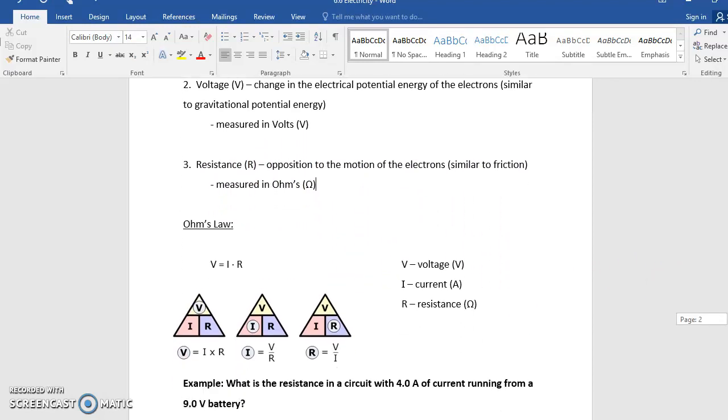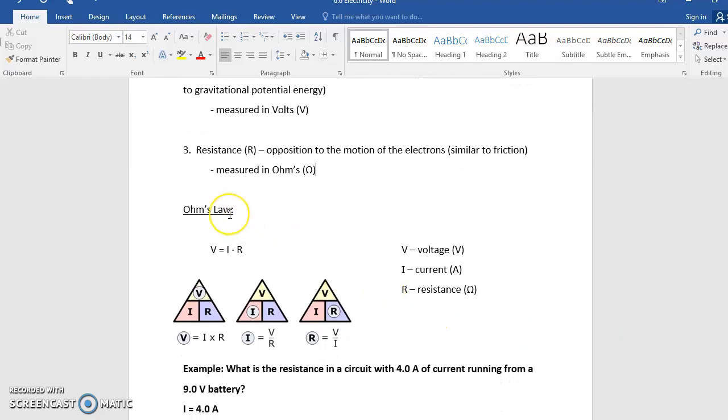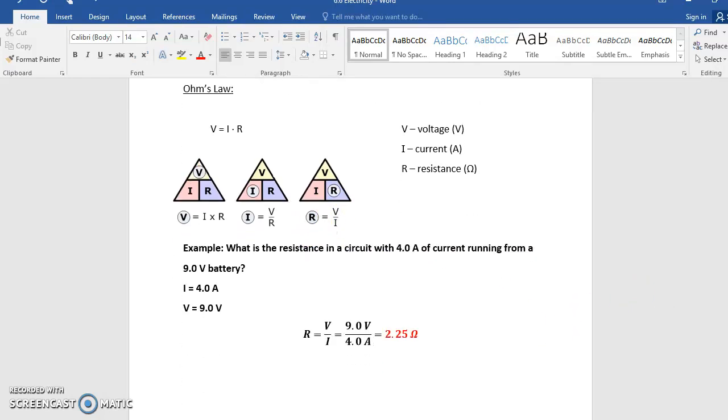Okay, so the relationship between these three is known as Ohm's law, again based on that scientist, where the voltage is equal to the current times the resistance, where voltage is in volts, current is in amps, and resistance is in ohms. So if we're solving it for V, V is just I times R. If we're solving it for I, the current is V divided by R, voltage divided by resistance. And if we're solving it for the resistance, it's the voltage divided by the current. So pretty easy. So here's an example.